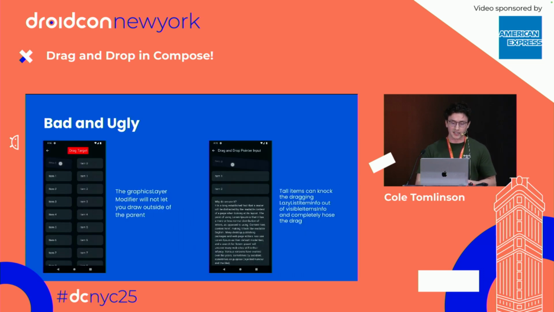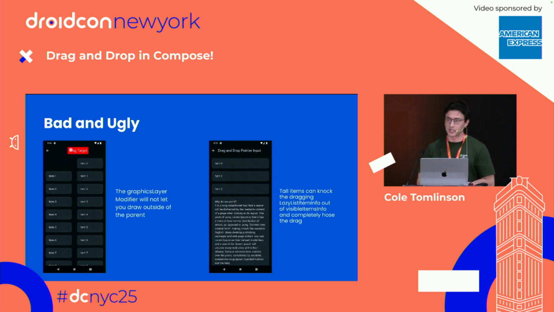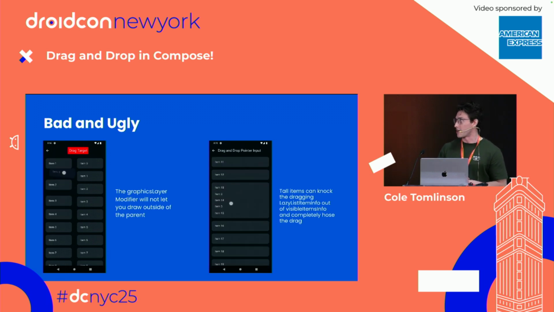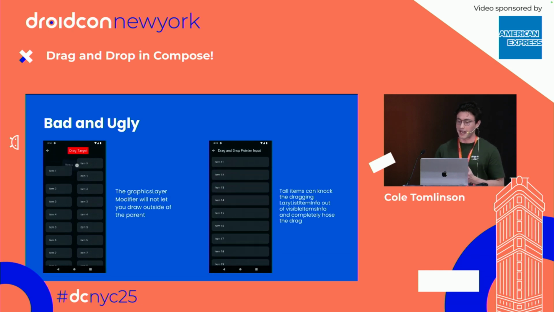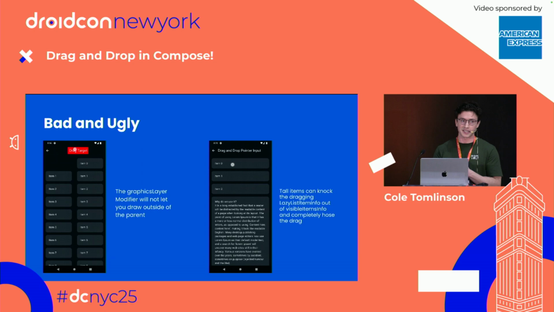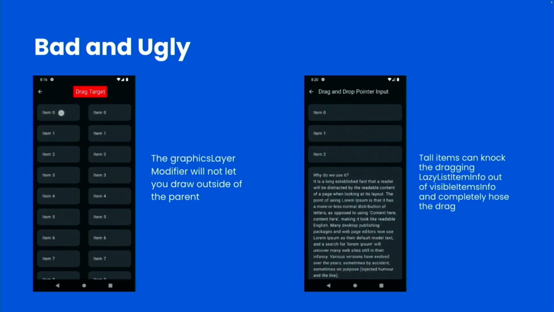What is not so good is that while it worked great for checklists and check items, there are a couple key limitations that we thought about when bringing drag and drop in Compose to other parts of our app. The first one is that the graphics layer modifier is a canvas that's scoped to the parent of the containing composable. So in this case, that's your lazy column. If you try to drag outside of the lazy column, then the item gets clipped.